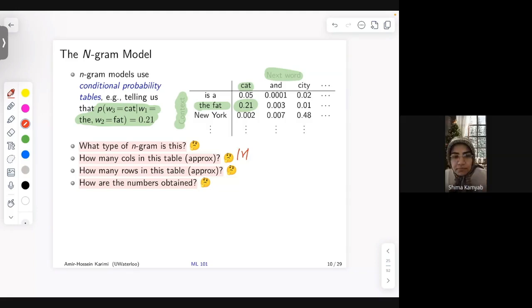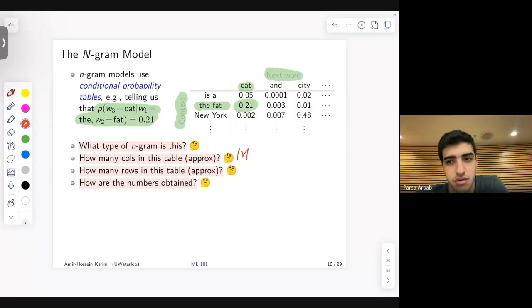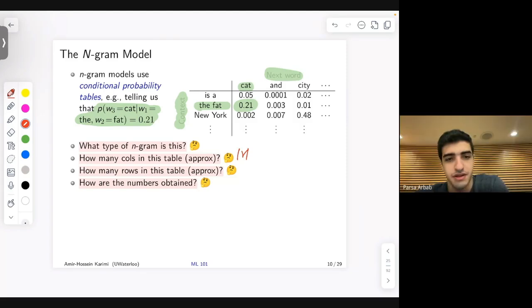Also V? Also V, okay, Parsa. Would it be V squared? Why would it be V squared? Because it's all the combinations of two words in the English language, like all the pairs.